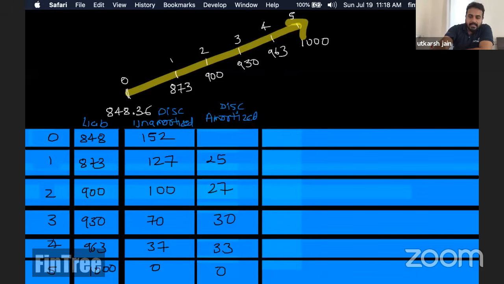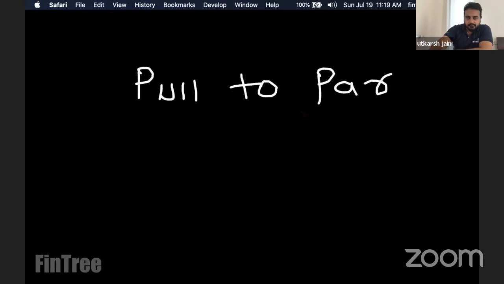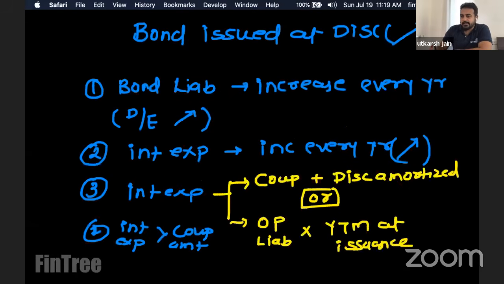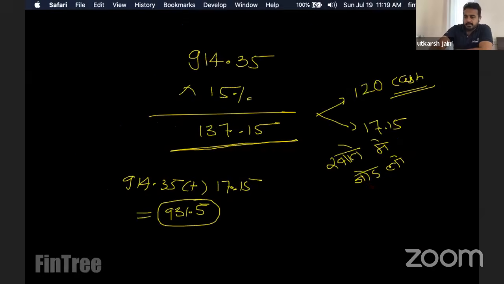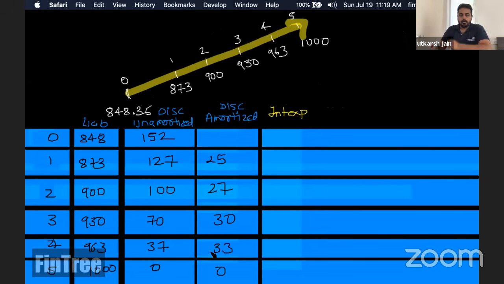Now let us calculate interest expense using this method. Method 1, coupon plus discount amortized. Okay, let's use this method, coupon plus discount amortized.